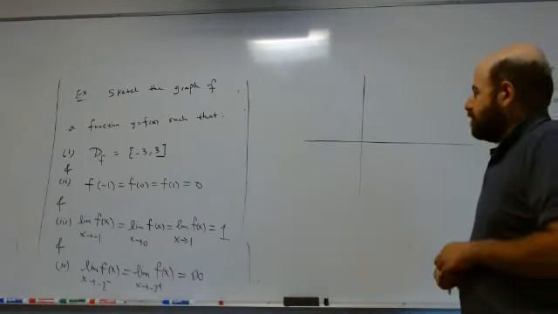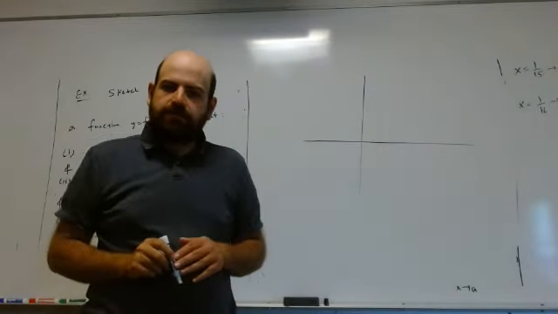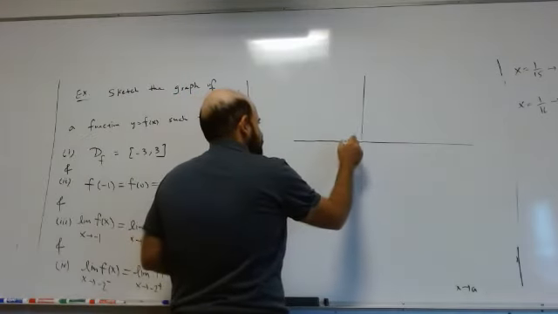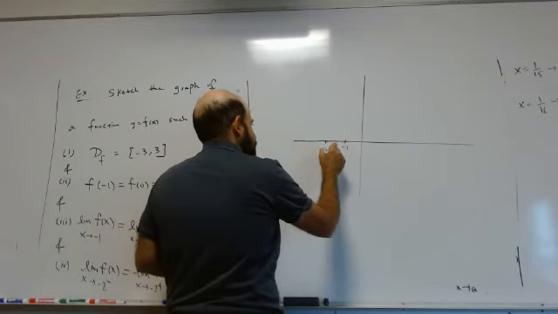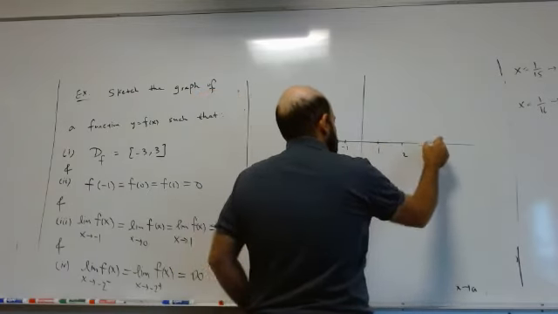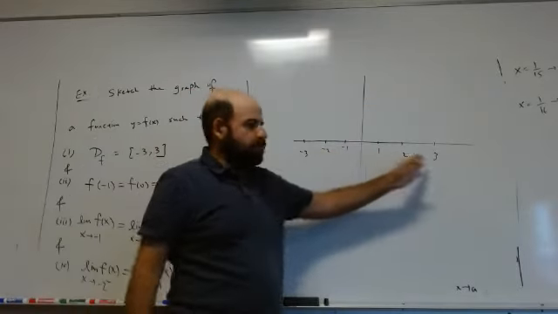So the domain is -3 to 3. Domain means the x values, the set of all x values or the inputs. So we want the inputs. Let's say this is -1, -2, -3, and then here 1, 2, 3. So on the x-axis, we have to cover from -3 to 3.